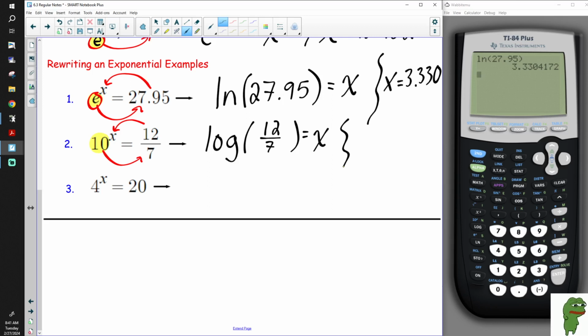Now it's just a matter of plug and chug. Click the common log button. We don't need the special log. We just go common log, 12 divided by 7. And we get 0.234. This means if you raise 10 to the power of 0.234, you'll get about whatever 12 sevenths is. Well, somewhere between 1 and 2. One last one. Then you'll be on your way.